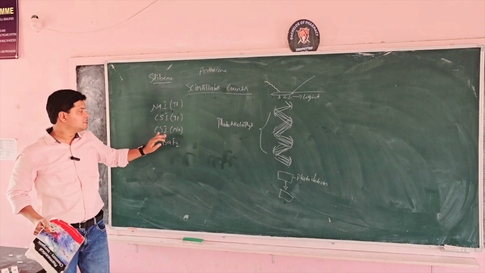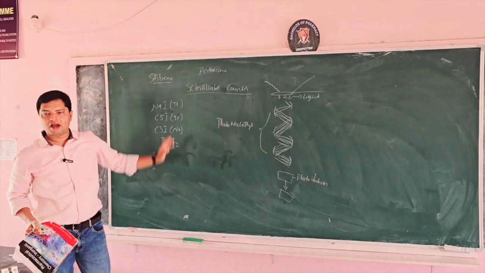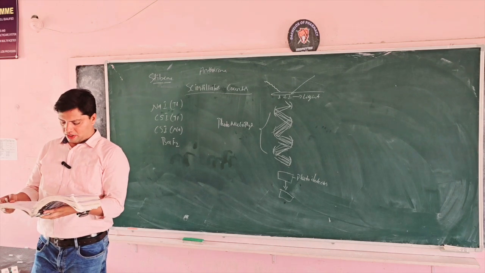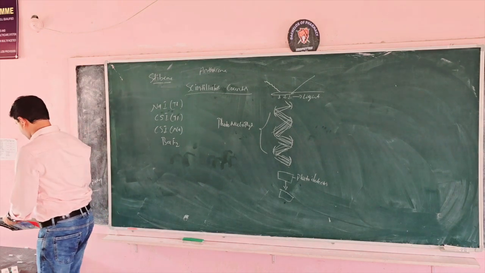What is it used for? This is used for gamma, this is for alpha and beta. Organic scintillator is used for alpha and beta.